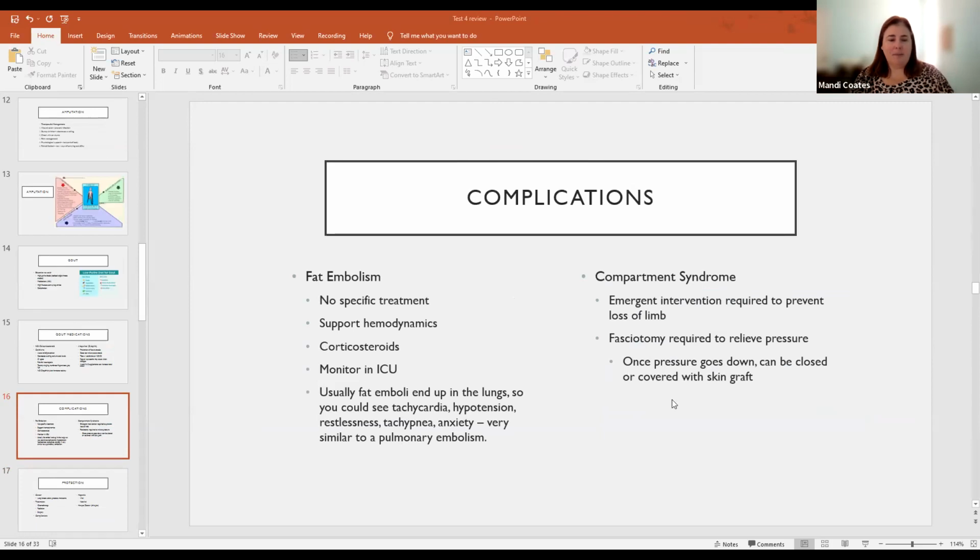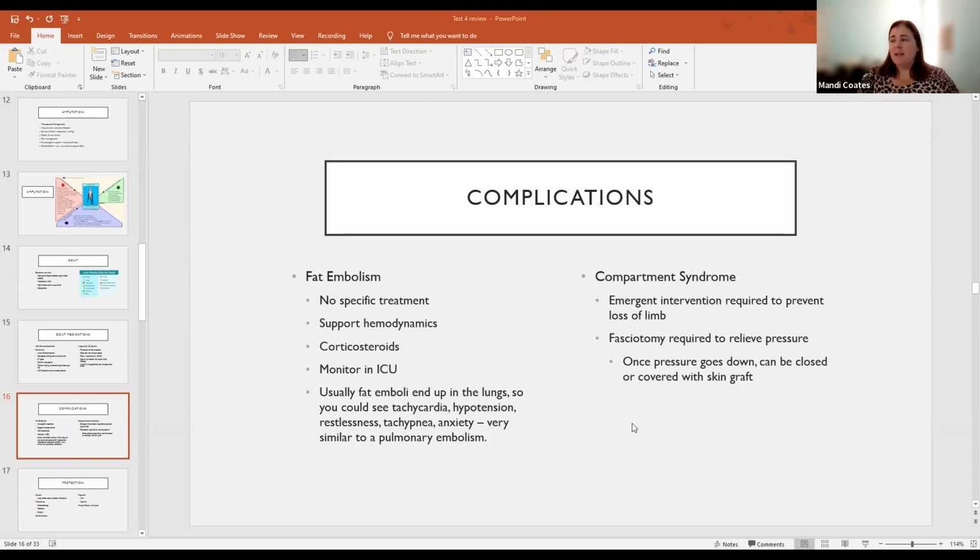Back to fat embolism and compartment syndrome. Typically with fat embolism for treatment, there's not really a specific treatment. We're treating the symptoms. Usually we're going to do steroids, start on IV fluids. So they'll need an IV for that. And they're probably going to end up in ICU. So basically with a large bone fracture, some of the marrow from inside the bone can actually get into the blood system, and that can travel through and end up just like a blood clot in the lungs or in the heart.